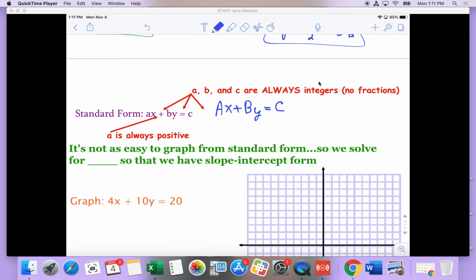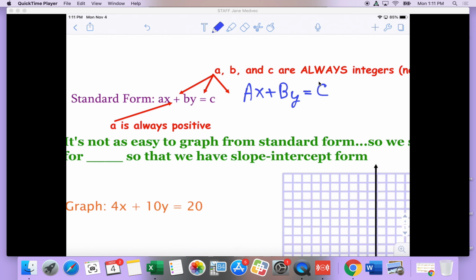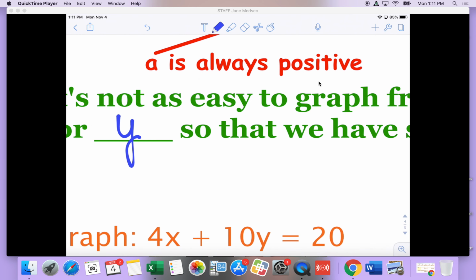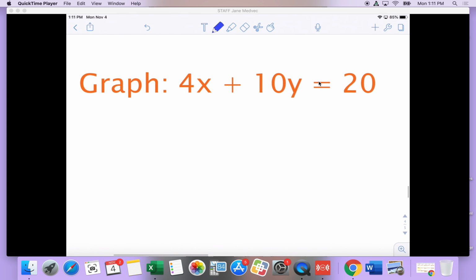Okay, so it's not always easy to graph from standard form. So if you're given an equation in standard form, you always want to solve for y. So then it's in slope-intercept form. You want to get y by itself. So you're going to kind of peel it like an onion. Okay, so here's the problem. It asks you to graph it, and we want to get the y by itself. So what's the first step?